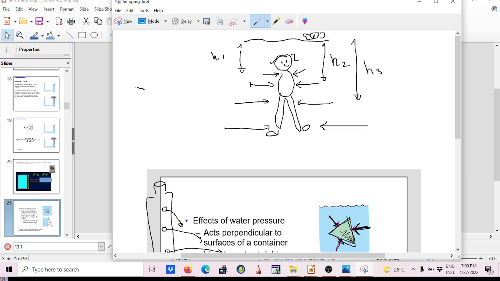So if you are diving here, so that's you diving, you're going to have pressure here, here, here, here, everywhere, right? It's always perpendicular to your body, except that the reason you are floating is that here you have a little bit more pressure from here than you have from there. That's called buoyancy. Okay, we're going to see that next. But that's the thing to understand.